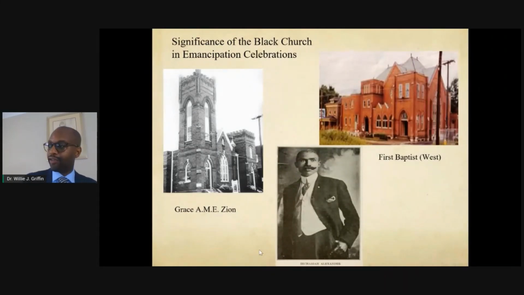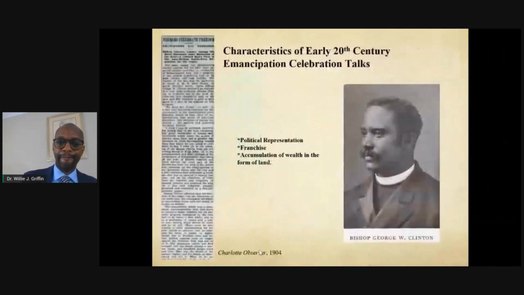Grace AME Zion and First Baptist Church. This is a picture of Zachariah Alexander, who was the founder of the Alexander Funeral Home here, one of the oldest Black institutions in the city, and he often presided over some of these early celebrations. Another person who presided over these celebrations was Bishop George W. Clinton, who was the bishop of the AME Zion Church.